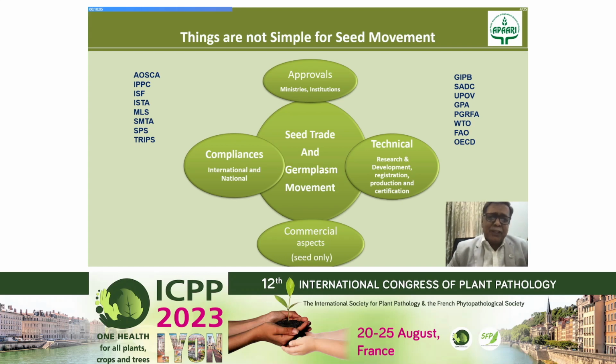Look at the approvals we need from ministries and institutions when we do seed trade and germplasm movement. There are various technical factors which come into play even before we make the movement or trade. Research and development, very critical, then registration, then production, then certification. There are a lot of commercial aspects which are dealt with by the companies at their own levels. And then there are compliances, various compliances at national and international level. On the left-hand side and the right-hand side, I have listed a few agencies, organizations and treaties. If you read it carefully, you will know all what you need to comply with when you do international trade or at times even domestic seed trade and germplasm movement.